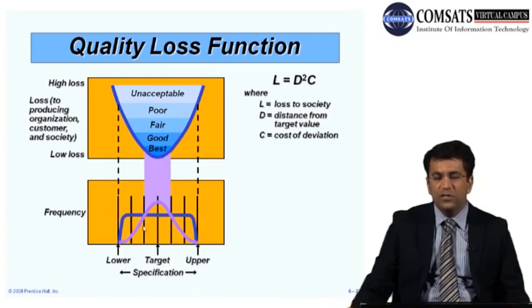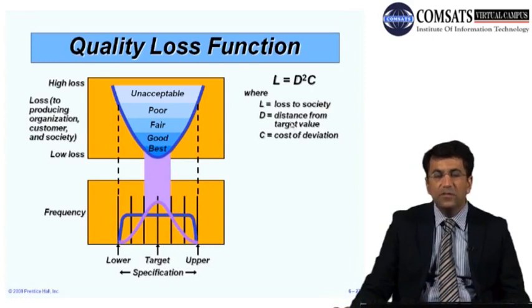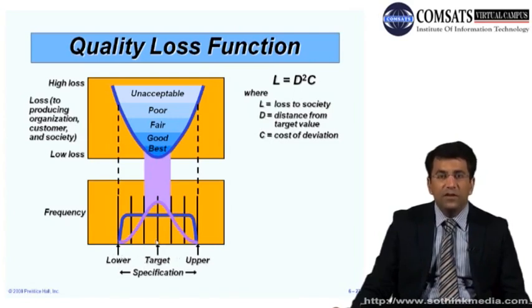So this is the concept of quality loss function, and this is the formula: L is equal to D square C. What is L? L is the loss to society. So like the cost of quality, we can also measure this cost to society. And what is the cost to society? That is a function of distance from the target value. That is how far away we are from the target value or the customer satisfaction. That distance is represented by D. And C is the cost of deviation. The more we deviate from the target value or the customer required value, the more we will have to suffer in the form of losses.